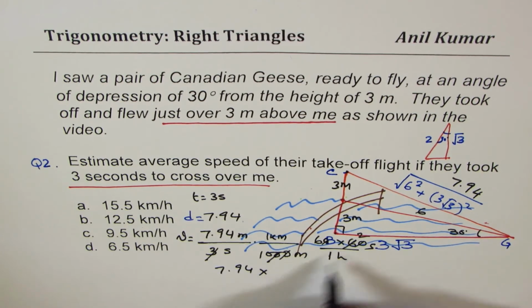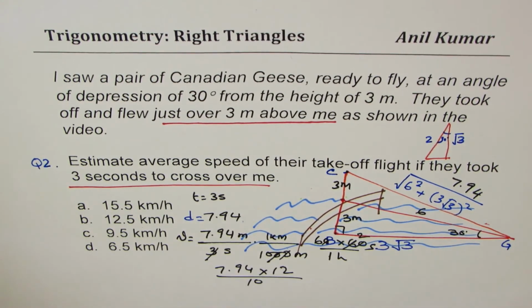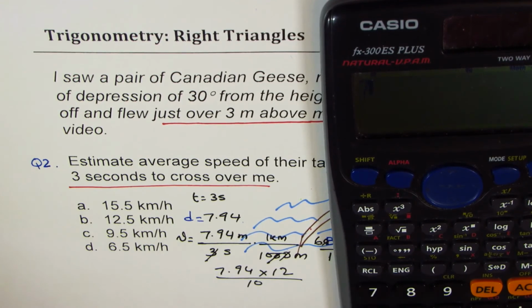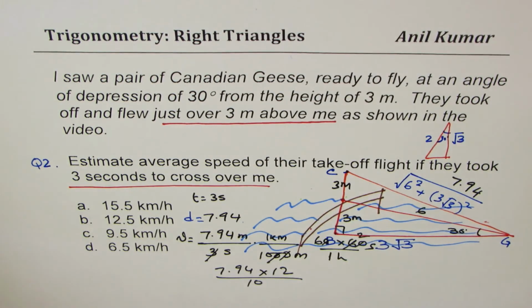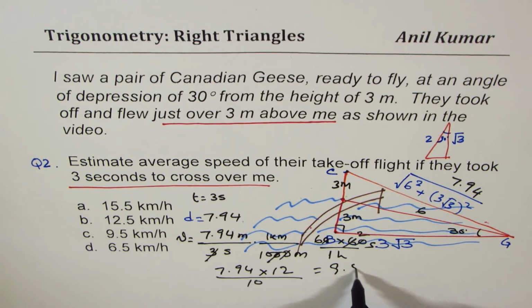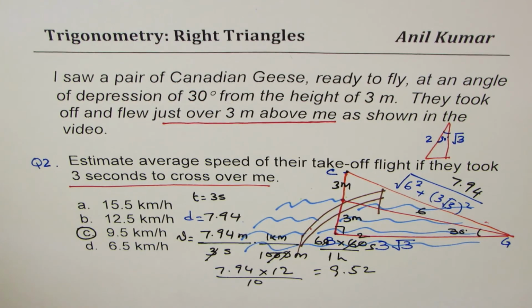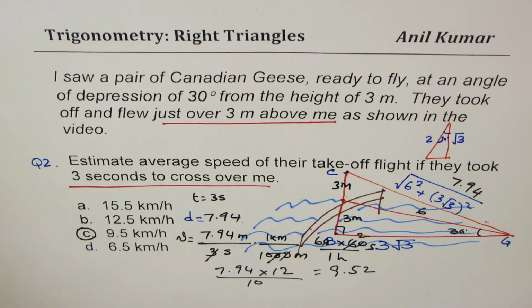So we have to divide by 10 a number which is 7.94 times 6 times 2, that is 12, divided by 10, right? So you can always approximate, right? 8 times 1.2 is your answer, but let's do it. 7.94 times 12 divided by 10 equals, in decimals, 9.528, right? So we get 9.52. So the closest is option C for us. So they flew at an average speed of 9.5 kilometers per hour.